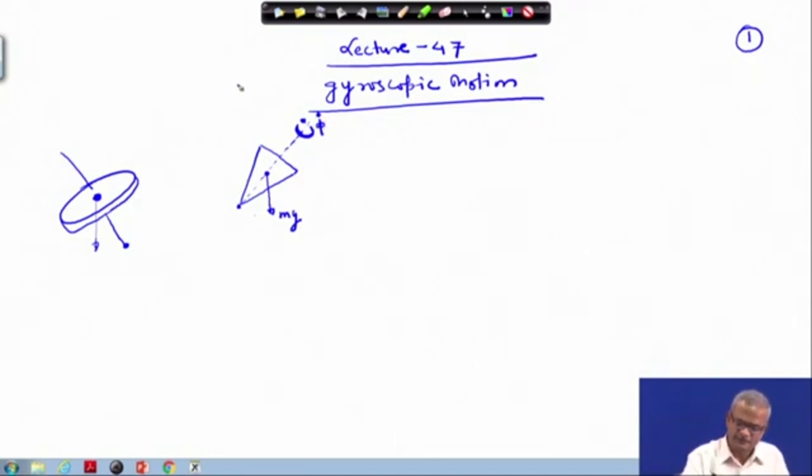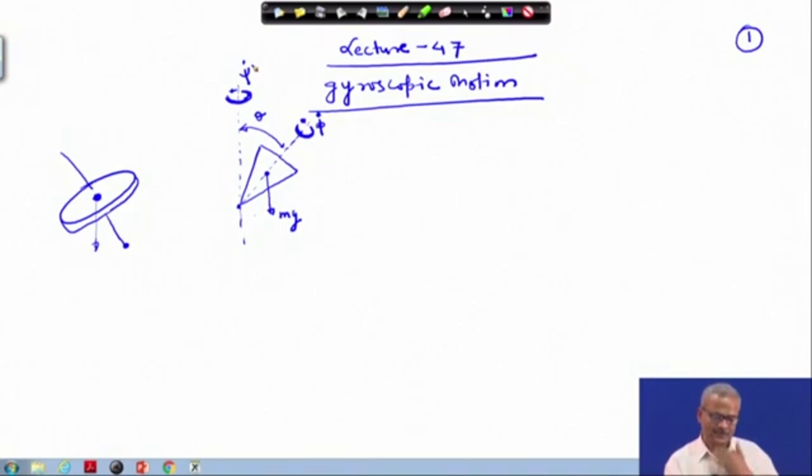And then there is a motion, this angle is theta, and there is a motion which is taking place like this, which we have called the precession motion. So, this is psi dot. And then this theta angle can also vary. So, we took this direction to be the capital Z direction and this one to be the small z direction, and then we took x and y like this. If this is x, this is the body axis direction and y is somewhere like this.